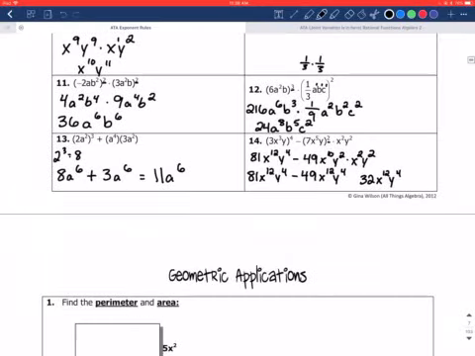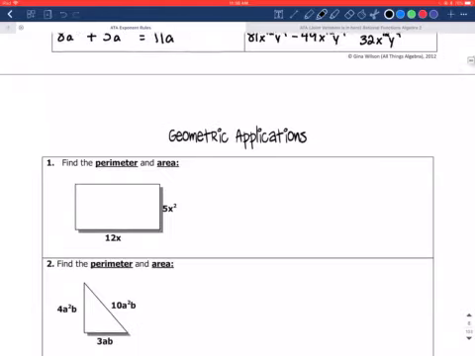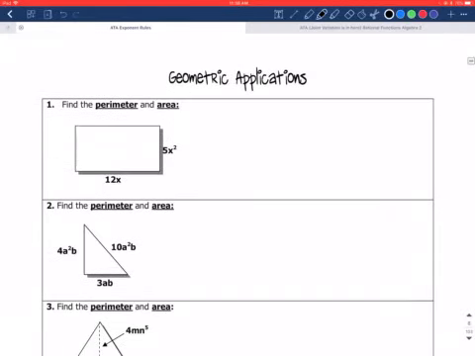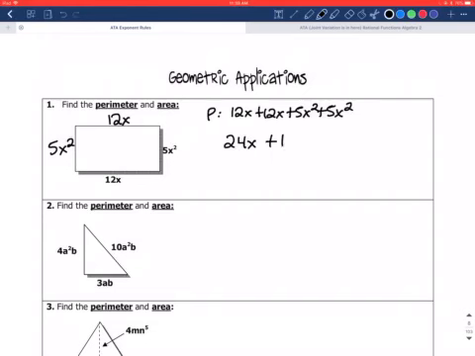Now, when it comes to geometric applications, we can use these same rules and apply them to find these different perimeters and areas. So, to find the perimeter for this, we would need to add up all the sides, not just those two. They only gave us 2. So to find the perimeter, we'd add up 12x, 12x, and 5x squared and 5x squared. Now, we can't combine the 12x with the 5x squared because the exponents for those x's are different. So we're just going to have 24x plus 10x squared. And that will be it for your perimeter.